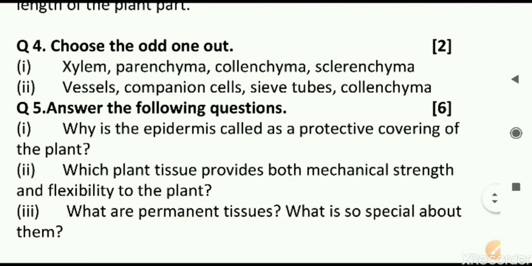Next are the question answers. Total 6 marks, 2 marks for one question. First: why is the epidermis called the protective covering of the plant? Second: which plant tissue provides both mechanical strength and flexibility to the plant? And third: what are permanent tissues? What is so special about them?